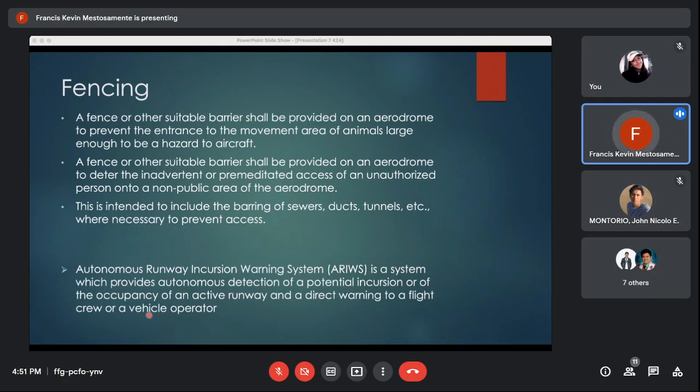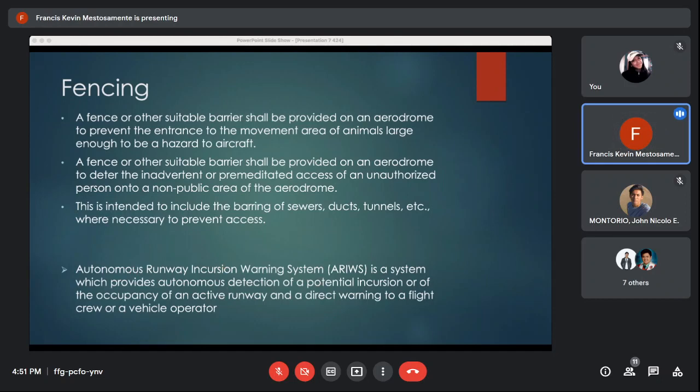So, automatic to. And connected siya with fencing, of course, in case may mga unauthorized person tayo or vehicles and also a large animal na hazardous to the aircraft nakapasok on the fence, pumasok sa runway and hindi aware or hindi nakita ng ating control tower, meron tayong autonomous system na makakadetect nito and will automatically put a red light on any other aircraft taking off or on the final approach. So that is ARIWS.